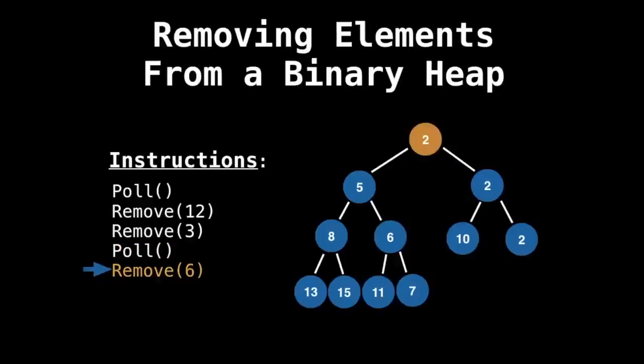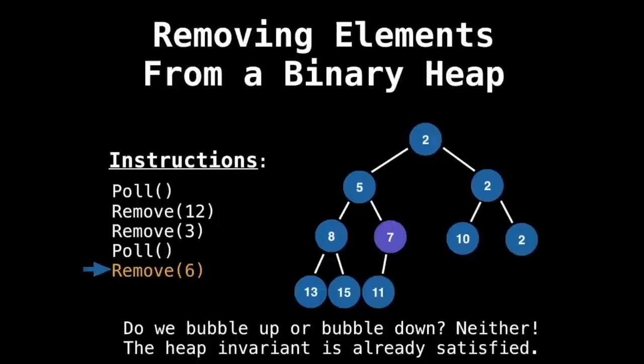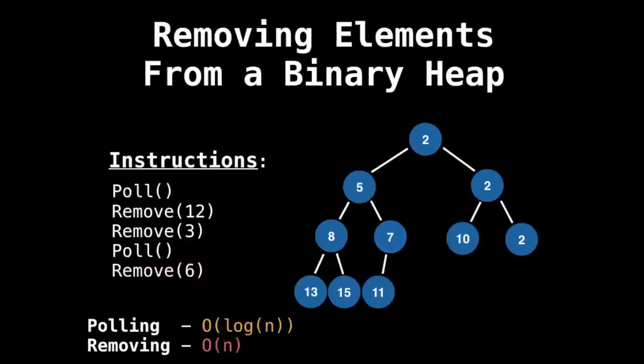Now we want to remove 6, so search for 6 in our tree. Okay, we have found 6, and do the swap, remove 6. Now do we bubble up or bubble down? The answer is neither, the heap invariant is already satisfied, so we don't even need to touch our node. We got lucky.